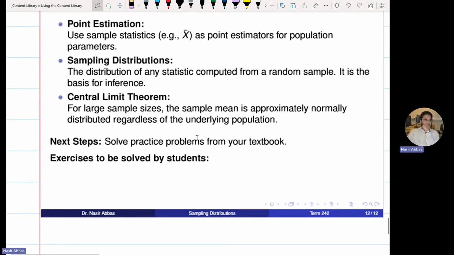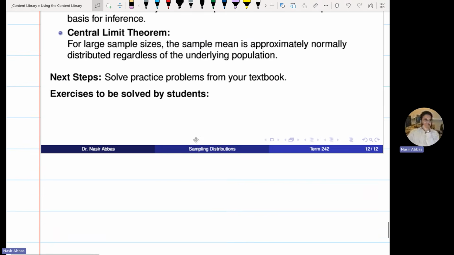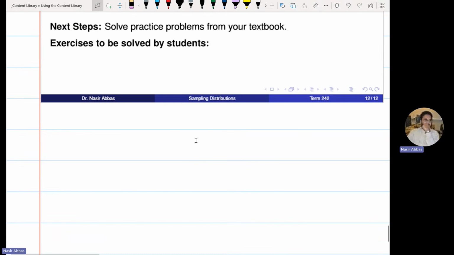So this is the end of the chapter. We did examples and everything. Next class, I will start chapter 8 probably.